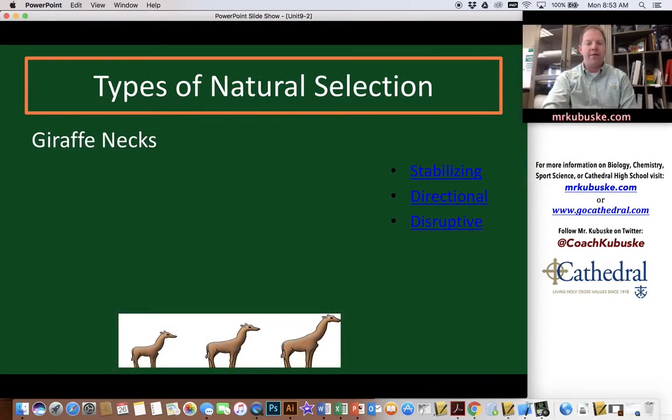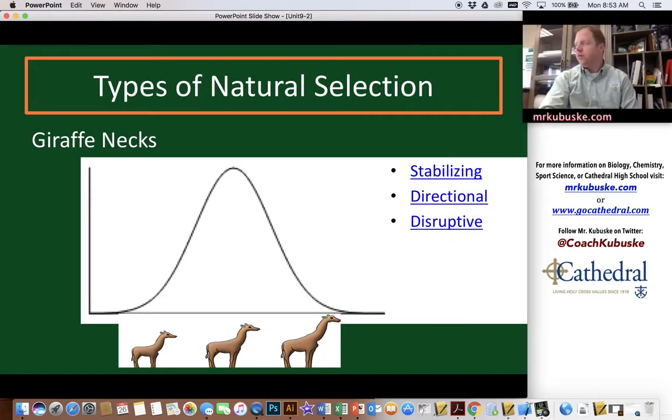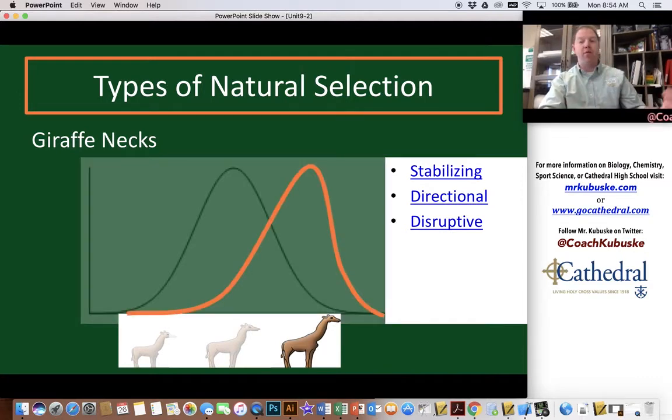So we've got giraffe necks. Okay, well, obviously, because we're talking about giraffes, the giraffes with the longer neck have the advantage because they can reach into the high trees and get the food that nobody else can. So short necks don't survive. Even average necks don't survive. The best chance of survival is to have a really long neck, and the longer neck you have, the better chance you have of survival.